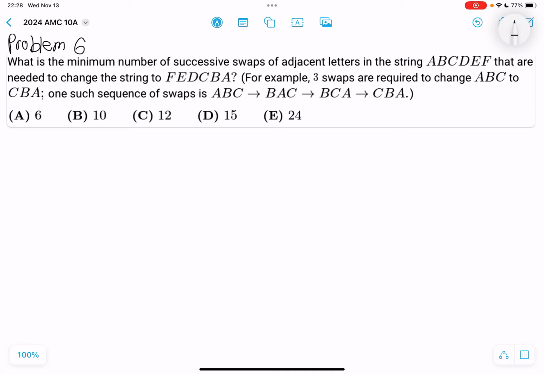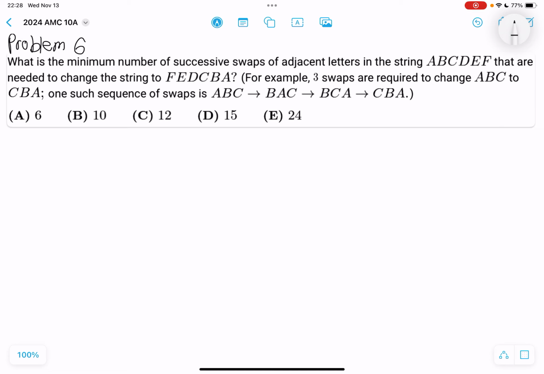This is problem 6 of 2024 AMC 10A. What is the minimum number of successive swaps of adjacent letters in a string A, B, C, D, E, F that are needed to change the string to F, E, D, C, B, A? For example, 3 swaps are required to change A, B, C into C, B, A. One such sequence of swaps is A, B, C to B, A, C to B, C, A, and then to C, B, A.